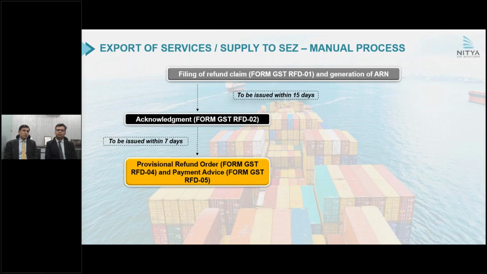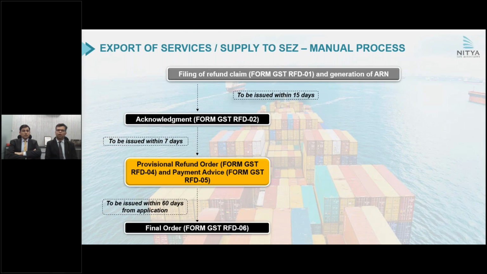After acknowledgement, as per the law, provisional refund should be granted within a period of 70 days, which should be 90% of the refund amount. However, in our practical experience, this refund is not being granted. Then, the proper officer who is processing the refund is mandated under law to pass a refund order within 60 days. That order may be positive or negative, but the law mandates him to pass such order within 60 days.